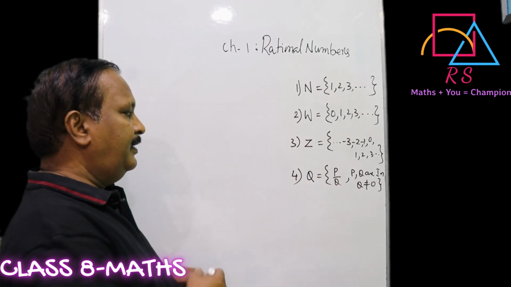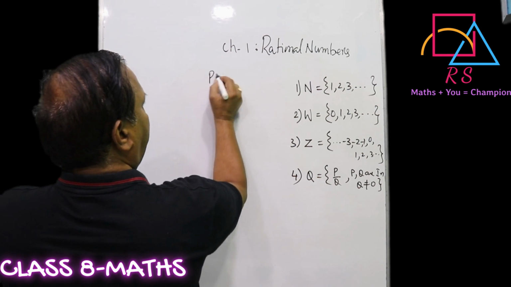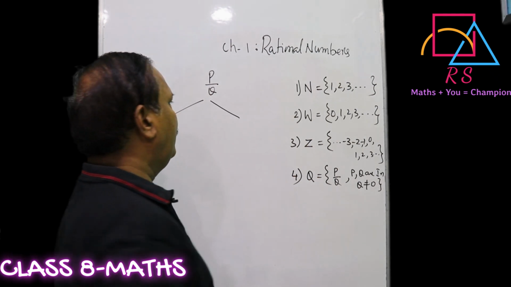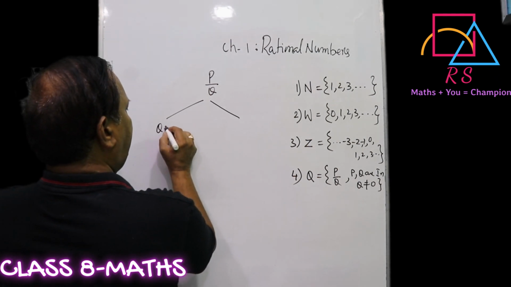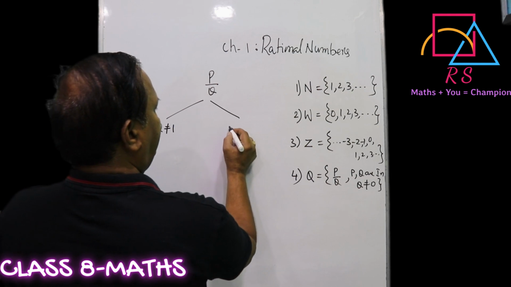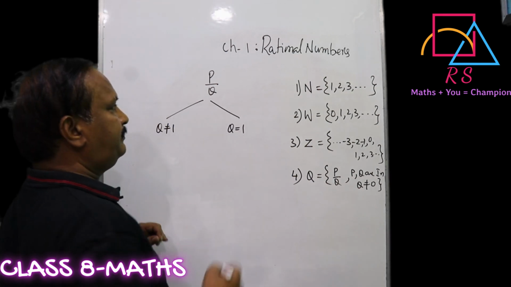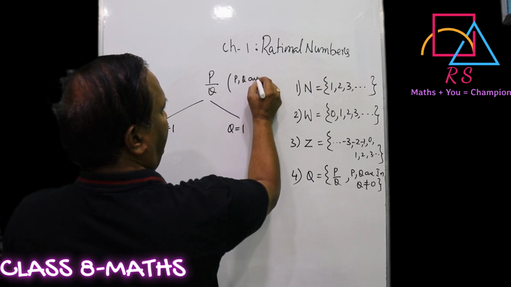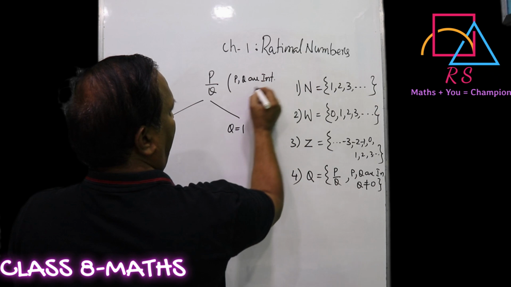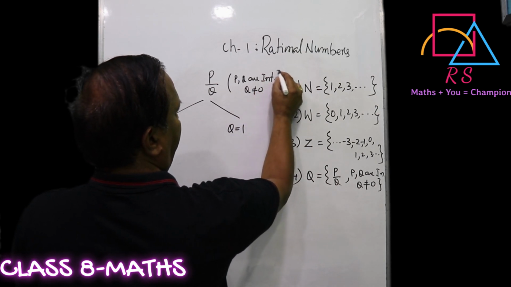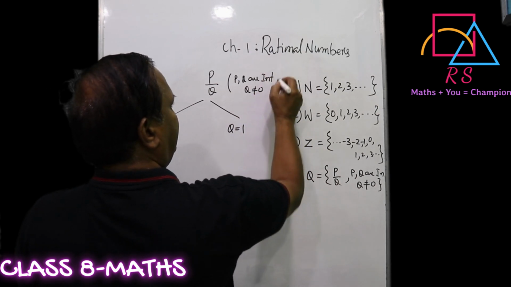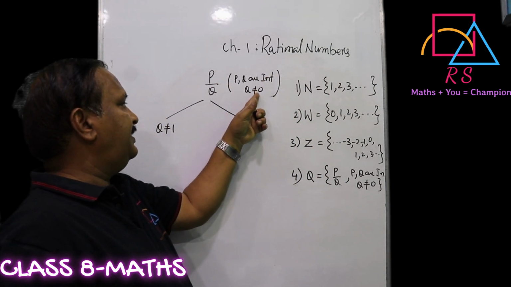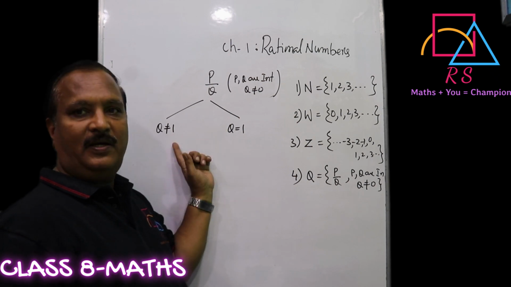You think. Now this p by q form we can have in two different ways: where q is not equal to 1, and where q is equal to 1. In this, actually, our condition is that p and q are integers and q is not equal to 0. This is the definition of p by q. Now in this I have brought 1 also.